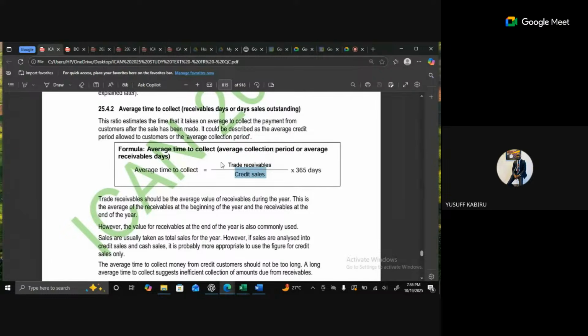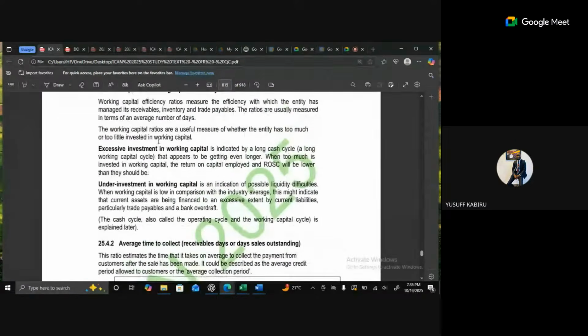So what it means is that the only thing that can lead to an increase or decrease in this average collection period is either an increase or decrease in the trade receivables, or an increase or decrease in sales. So once you make your calculation, you will be able to link it to those values that you were presented with. So as we move on to the Pathfinder, you would understand it better.